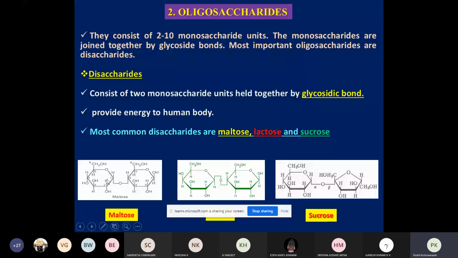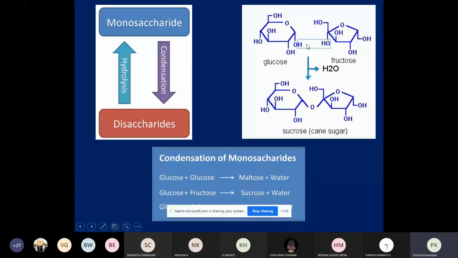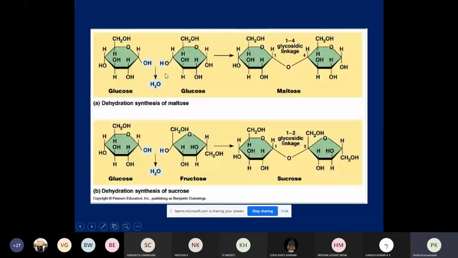And what you are seeing here is the glycosidic bond. You can also see here, this is one glucose and this is the fructose, and when the sucrose is formed, a water molecule is eliminated and the glycosidic bond is formed. In the same way, you can also see here the glucose and glucose, when they condense, a water molecule is eliminated, as a result maltose is formed, and this linkage is known as the glycosidic linkage.